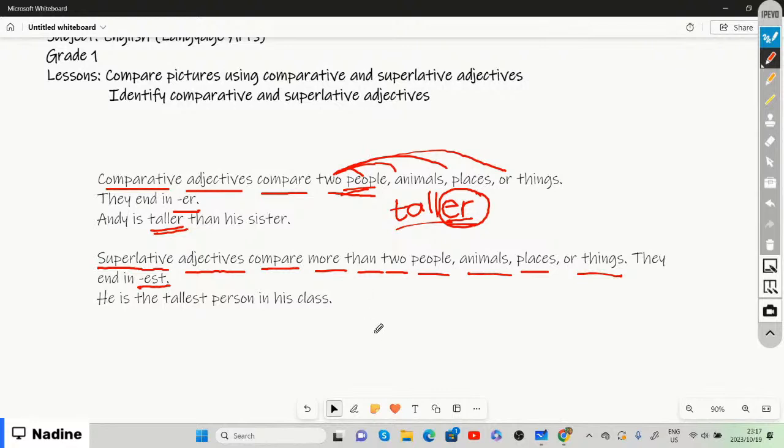So we said Andy is tall, right? And if we compare him to someone else, to another person, we say he's taller. But now if we are comparing him to more than one person, or more than two people, it says he is the tallest person in his class, which means that there's more than two people in the class, right? So we add the EST. So now it becomes tallest. So we added EST.